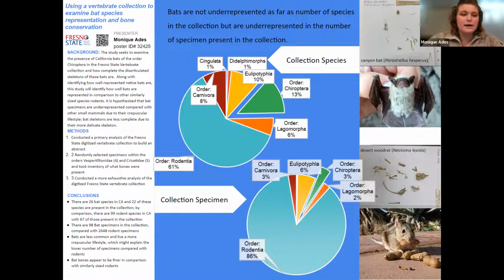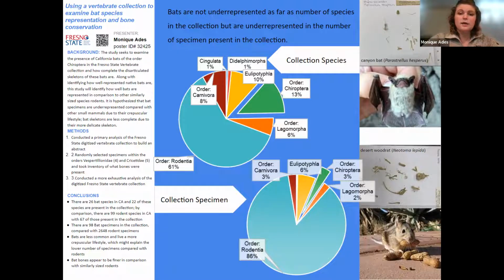Then I conducted a more exhaustive analysis of the Fresno State vertebrate list, which was compared to the California list of species, and that helped us weed out exactly how well everything is represented in terms of what is present in California. That was all done using Excel and manipulating things in Excel.